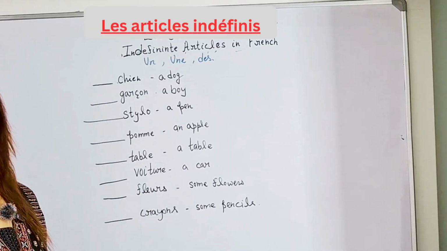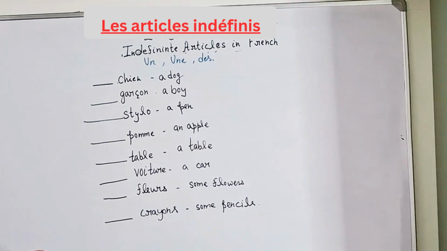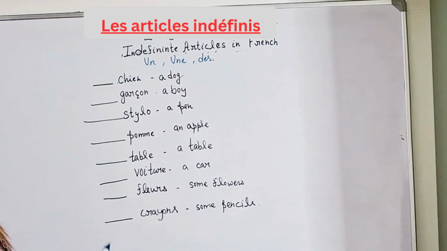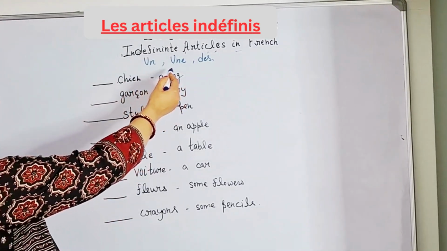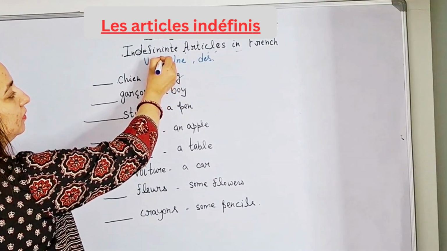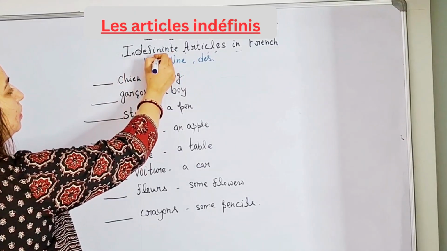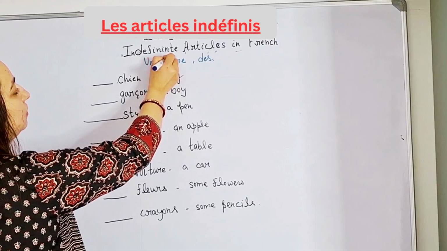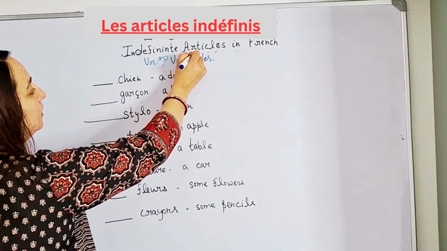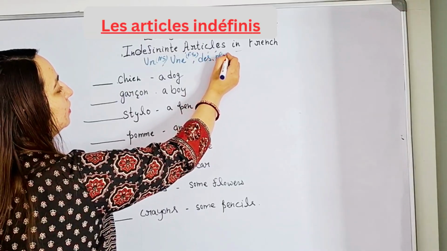When we talk about something not general or not specific, that is called indefinite articles in French. So there are three types of indefinite articles in French. Un is used for masculine singular, une for feminine singular, and des is used for plural.